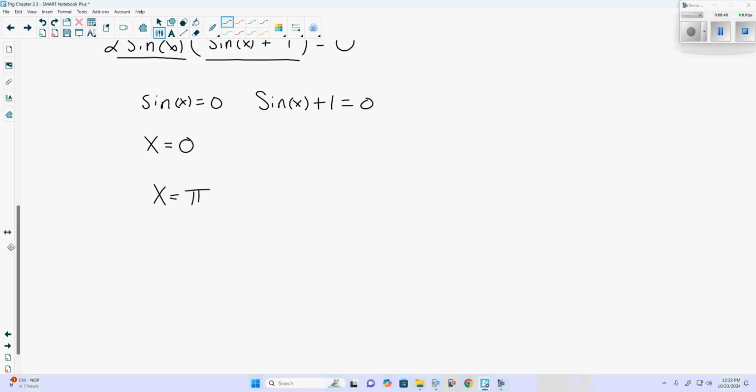Sine of x plus 1 equals 0. This one we still have to solve. Minus 1. So we do have sine by itself, and it tells us that sine of x equals negative 1. So we're wanting to know what values of x will make sine be negative 1. This one's our 3 pi over 2, straight down.